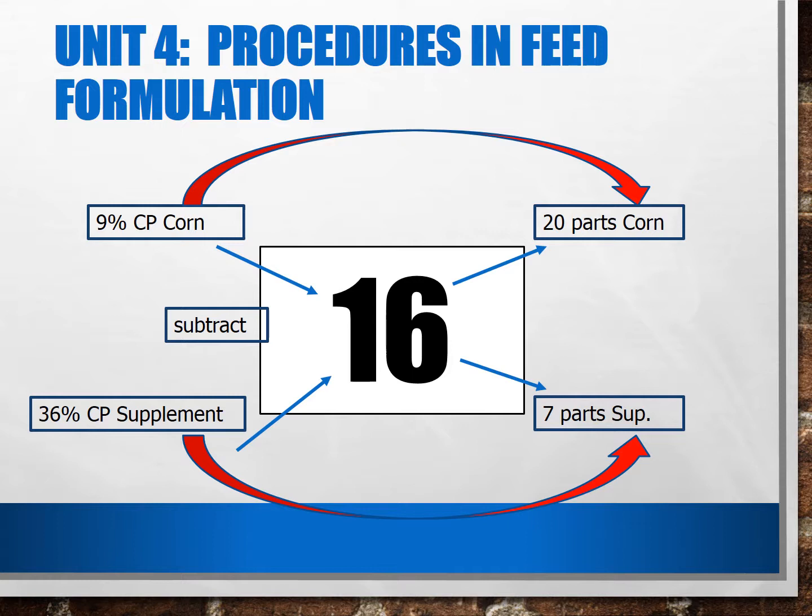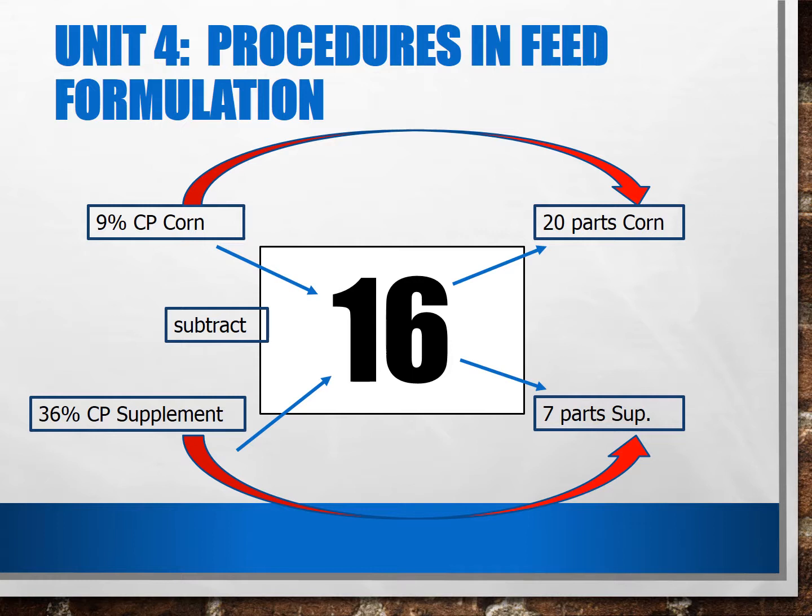Understand that as you subtract across the diet, that ingredient does not follow that though. Lots of students get confused that if I subtract 9 from 16, that's going to be 7 parts corn at the bottom right hand side of the slide. It's not. It's 7 parts supplement.